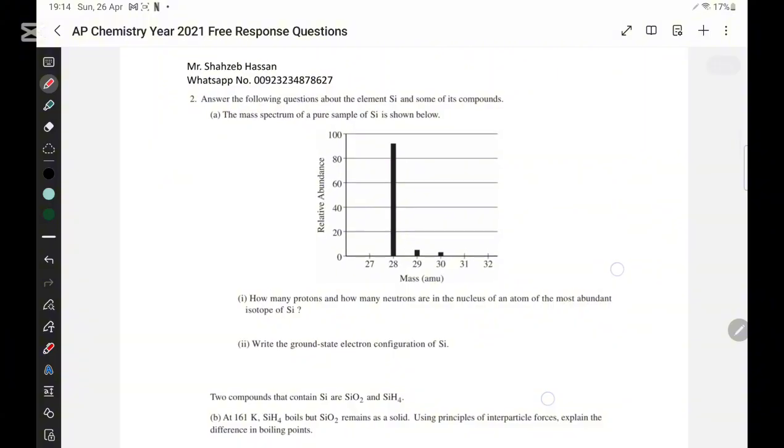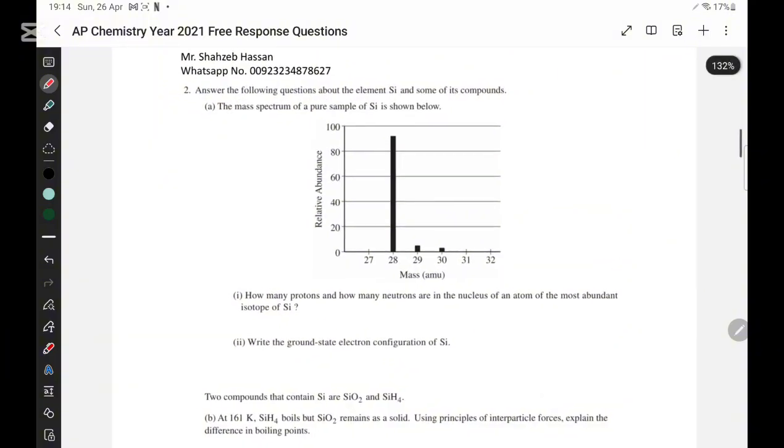For the next question, answer the following question about the element silicon and some of its compounds. The mass spectrum of a pure sample of silicon is shown below. They have given different isotopes of silicon. Silicon is Si, 14 is its atomic number, and here it has 28 as its atomic mass. So they are asking how many protons and how many neutrons are there.